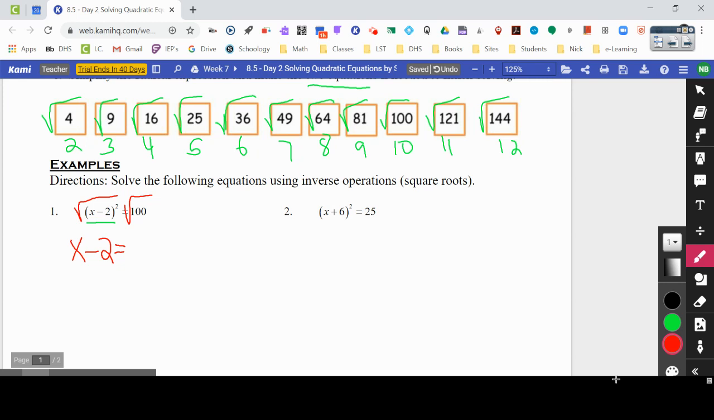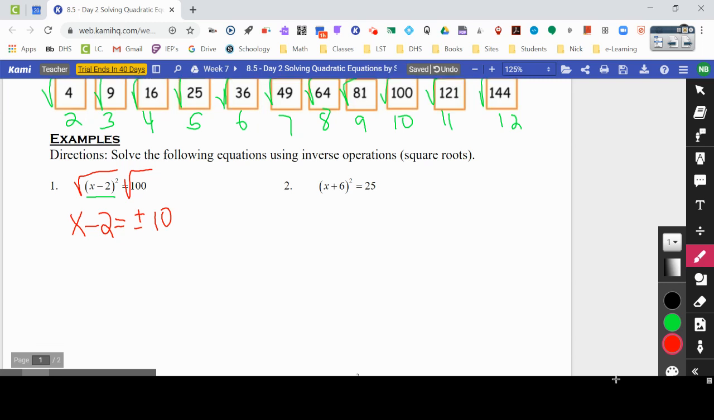Well, here we go, right? That square root of 100, that is a perfect square. So that's 10. And because I took the square root, right, don't forget your plus or minus. All right, so now I'm at x minus 2 equals plus or minus 10.